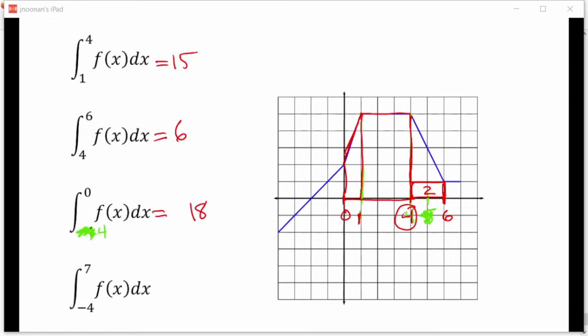Nice, 18.5. And that's not right. Okay, so why is that not right? So no, Gavin? It should be negative, yeah. Because I started at 4 and I worked my way backwards, you get a negative area.